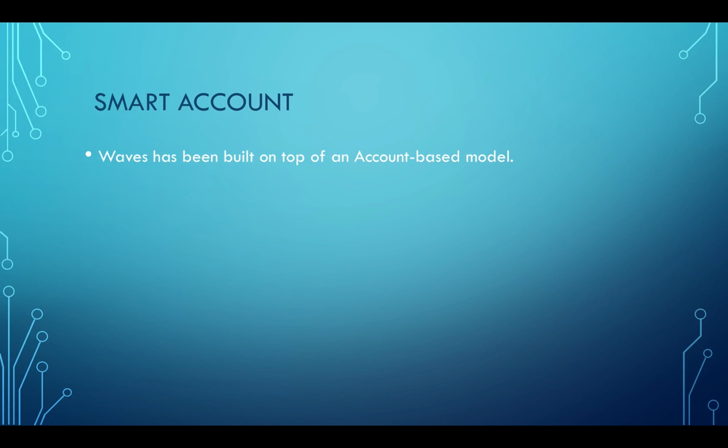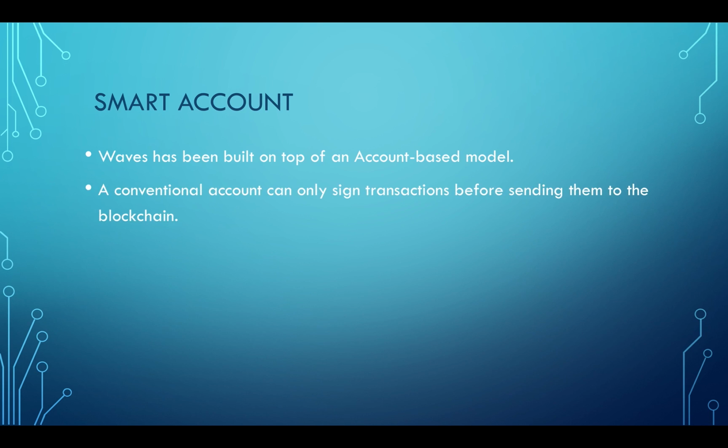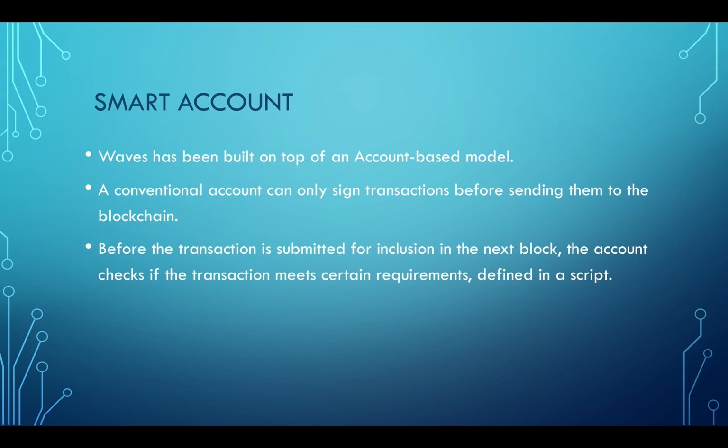So Waves has been built on top of an account-based model, the same as in Ethereum. The main difference here, guys, between the smart account and normal account, is that the normal account can only sign transactions before sending them to the blockchain. But the main idea of smart account is the following. Before the transaction is submitted for inclusion in the next block, this account checks if the transaction meets certain requirements, which are defined in a script. This script is attached to the account, so the account can validate every transaction before confirming it.